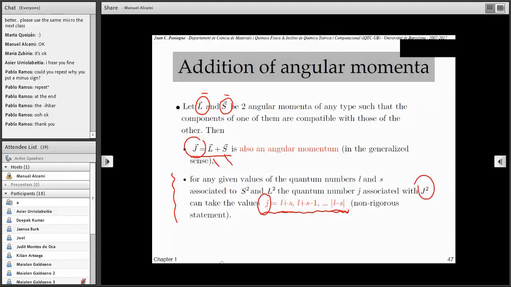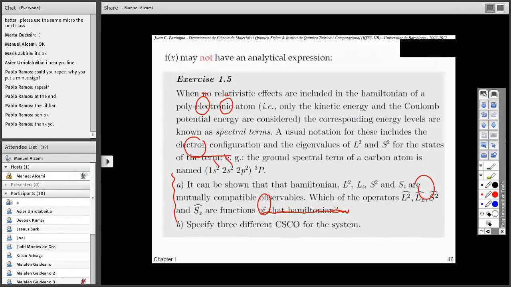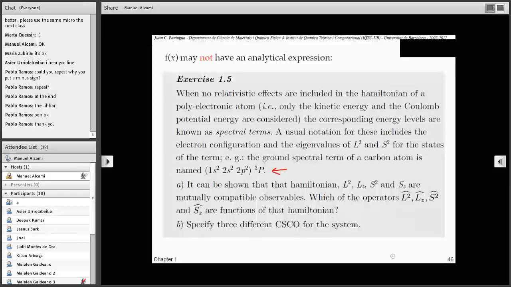For instance, in the previous case, in quantum chemistry courses, you probably have seen that for this term we have L equal 1. That means the letter P means that the quantum number L, this is a quantum number associated to the operator L squared, which is the total orbital angular momentum of the whole set of electrons, of the six electrons of the atom. The number 3 means that S equals 1, which is the quantum number associated to S squared. And this is the multiplicity, 2S plus 1.